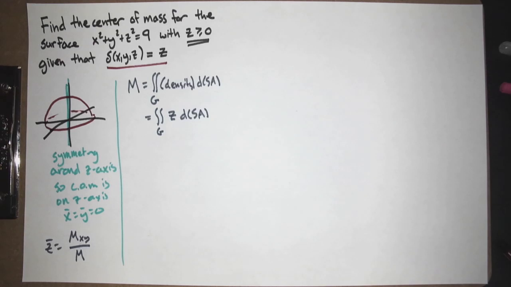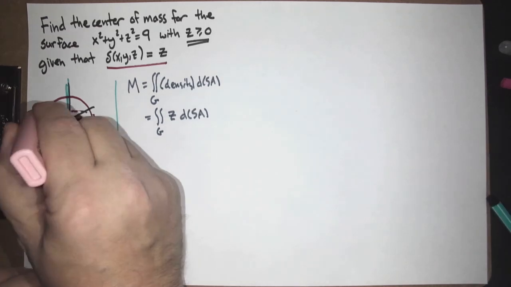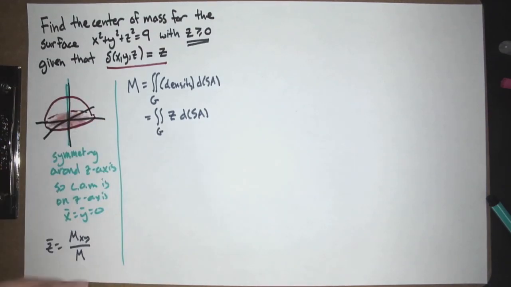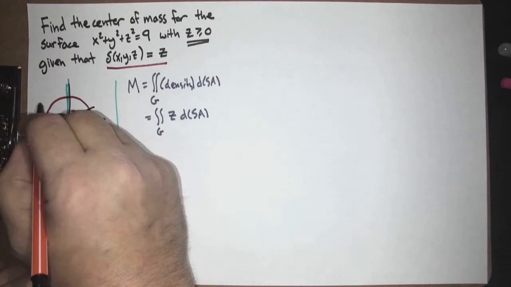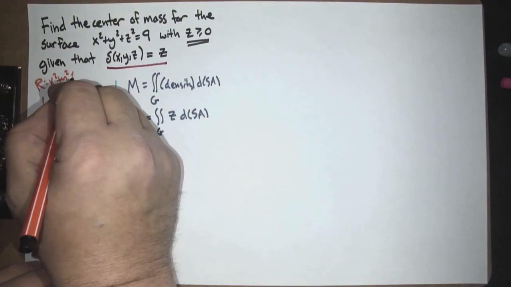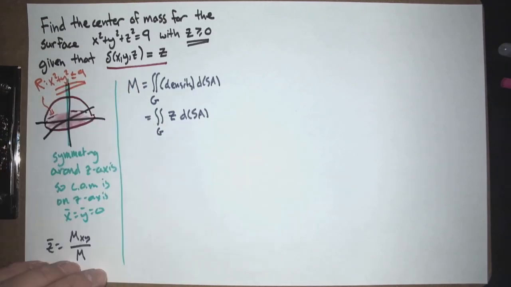Now, we're going to work over a region R. In our case, our region R, you might call it the projection, or the shadow. It's the part that it's on top of. So here, our region R is x squared plus y squared less than or equal to 9. That's our R.